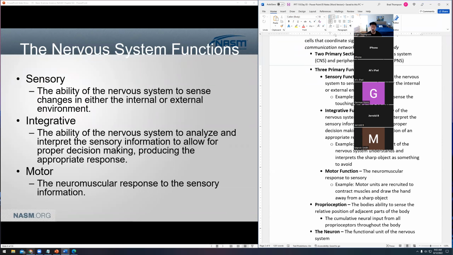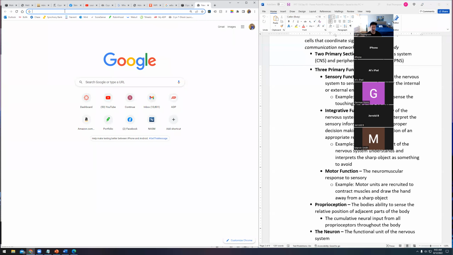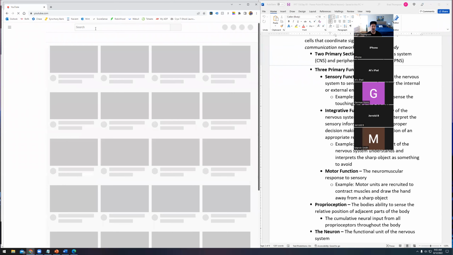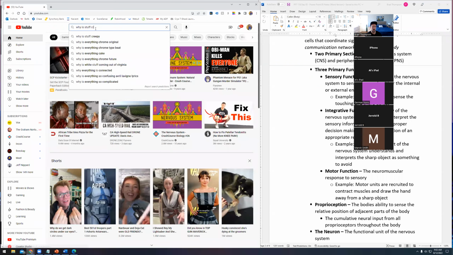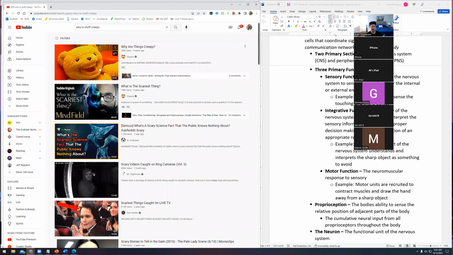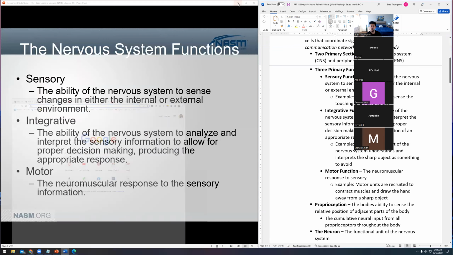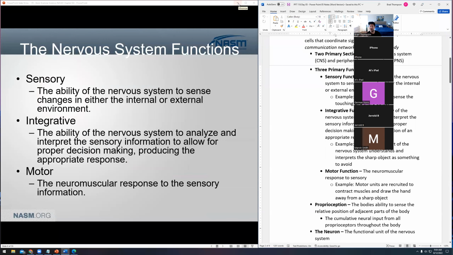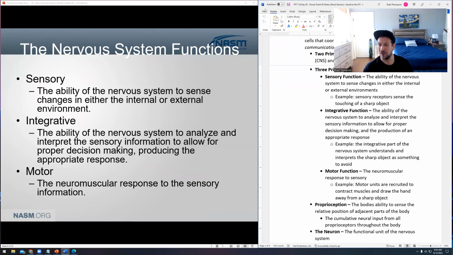There's a really great video if you guys ever want to watch. I'm not going to have us watch this today, but if you ever get a chance, "Why is stuff creepy?" It's this video by Vsauce about why certain things are creepy. Like, look at this freaky teddy bear. You put teeth on it and suddenly it is not cute anymore. Why is that considered creepy? It's because of instinct, right? We just know things shouldn't have teeth like that. They kind of set us off. So that's a little bit of integrative information as well, right?